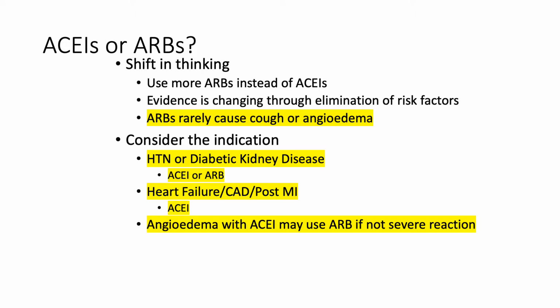So look at the indications for ACEs or ARBs. Here I have them listed. For hypertension or diabetic kidney disease, you can use either. For heart failure, it should be an ACE first, unless there's a contraindication.